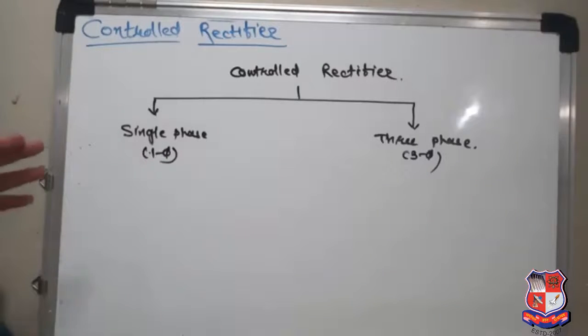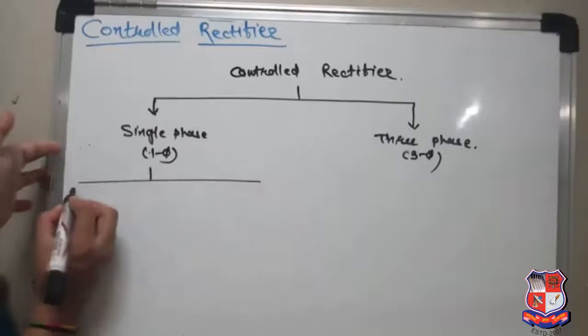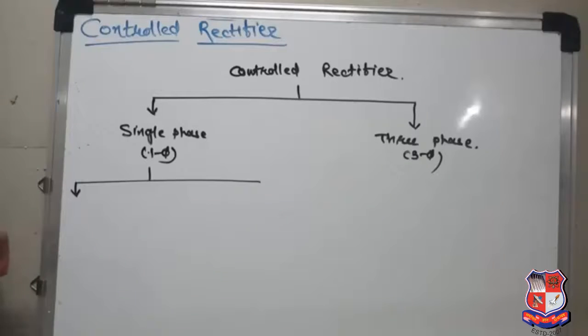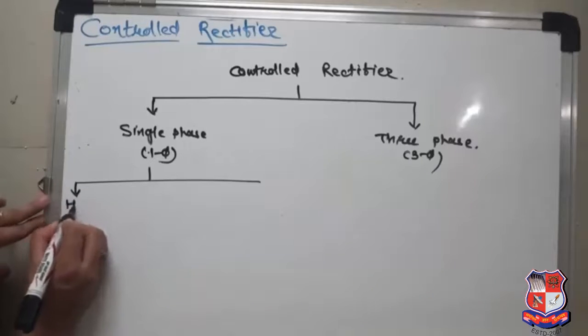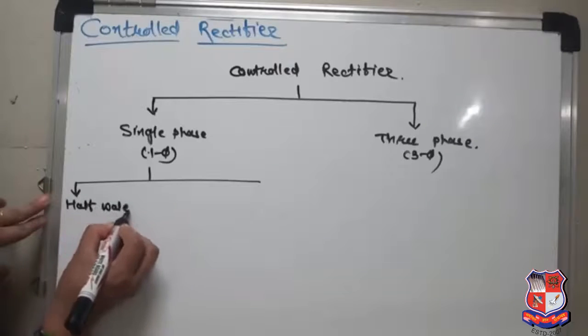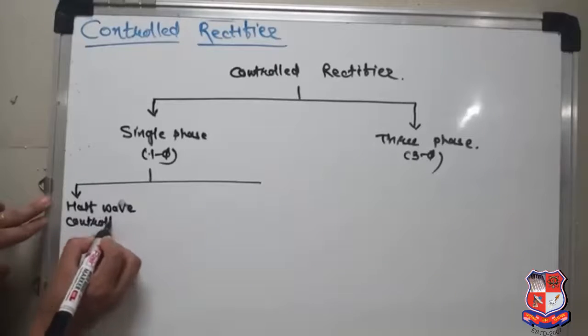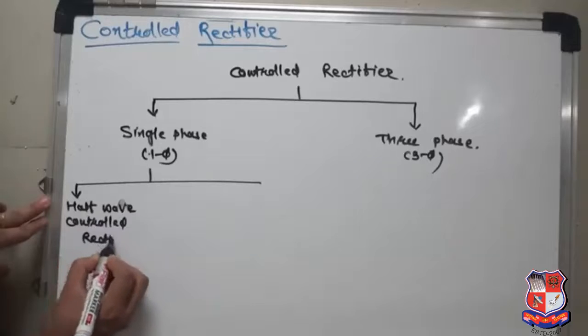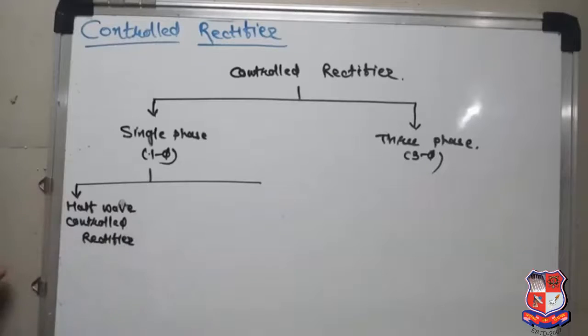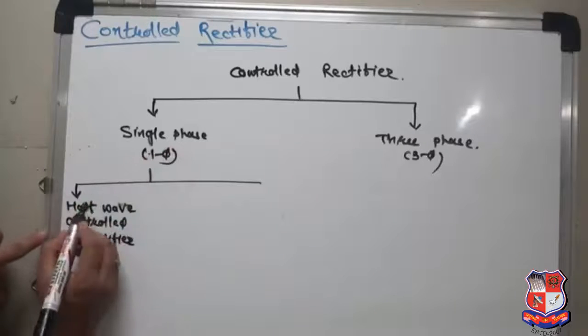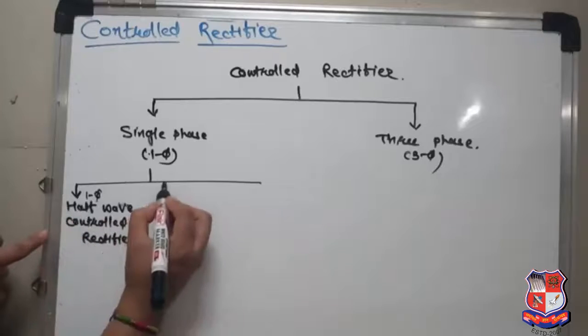Now the subcategories depend on the configurations we are using. If only a single thyristor, meaning a single control device, is used to form the rectifier, then it is called a single phase half wave controlled rectifier, in which we are using only a single phase control thyristor to form the rectifier. So it is called a single phase half wave control rectifier.